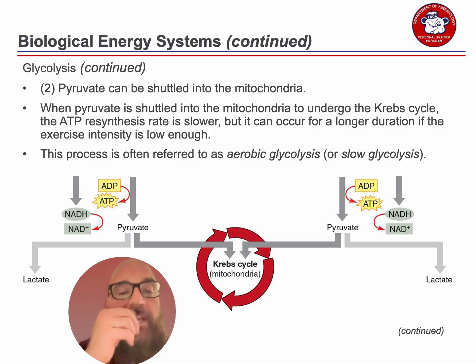And then we also have pyruvate could be shuttled into the mitochondria and it'll go into what's called the Krebs cycle. So when it's moved into mitochondria as part of the Krebs cycle, the ATP resynthesis rate is slower, but it can occur for a longer duration if the exercise intensity is low enough. So at this point, you've probably slowed down from that sprint for sure. It's not a full jog yet, but you're slower than a sprint, probably a little faster than the jog. This process is often referred to as aerobic glycolysis or slow glycolysis because now you're actually having to use some oxygen as you're starting to shift gears into the aerobic, or what's called the oxidative, energy system.